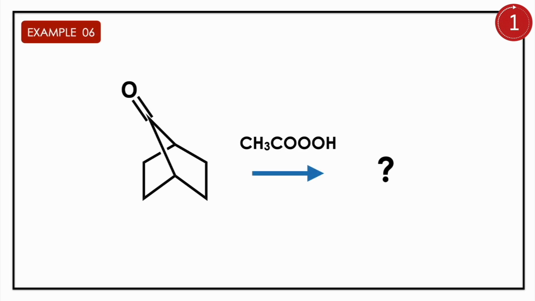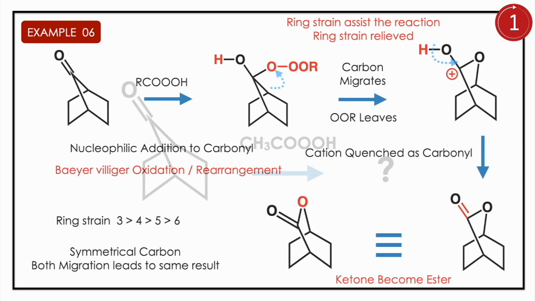Then the next reaction. Here you have a bicyclic compound with a ketone. The ketone is at the bridged carbon. You are using the peracid. You should find what will be the final product. Here you have a ketone and peracid.